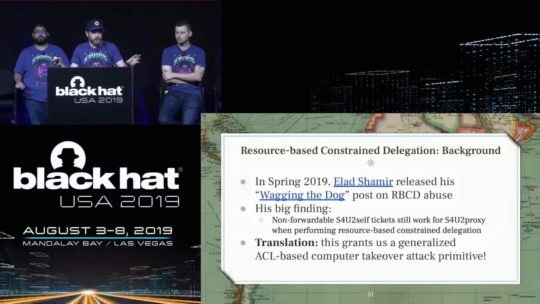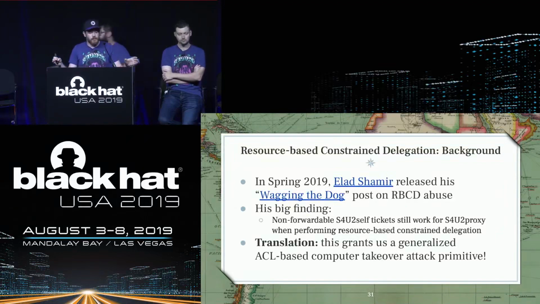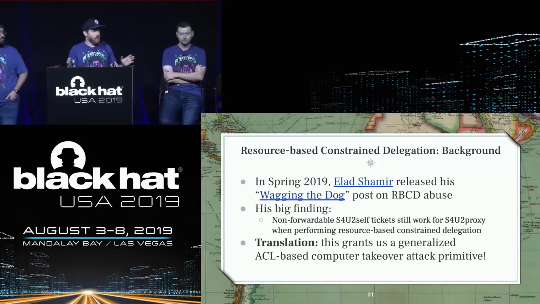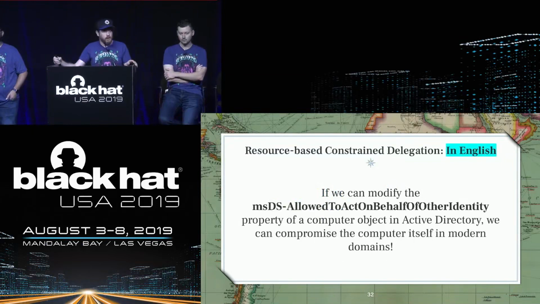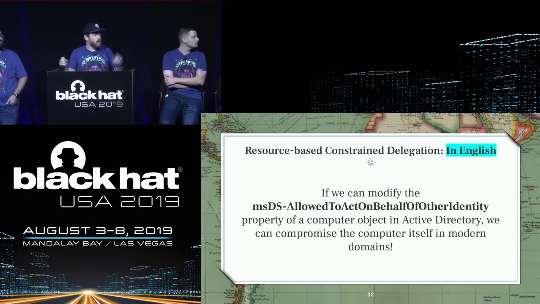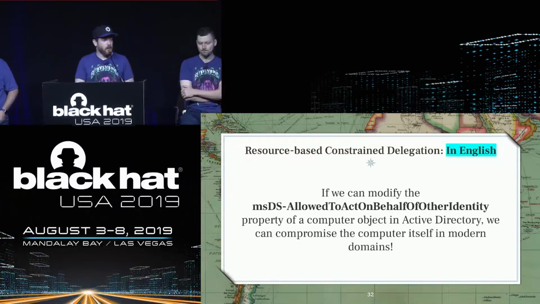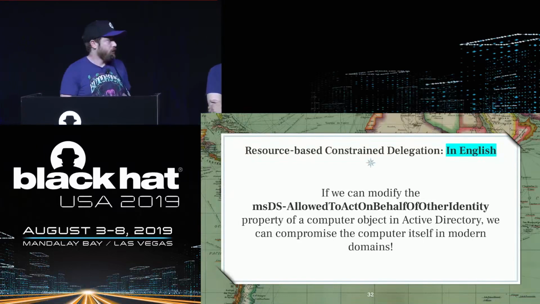And in the spring of this year, Elad Shamir released his really awesome Wagging the Dog post on resource-based constrained delegation abuse. And his big finding is that non-forwardable S4U2Self tickets will still work for S4U2Proxy, specifically in the case of resource-based constrained delegation. So what does that mean if you're not versed in Kerberos? This grants us a generalized ACL-based computer takeover primitive. What does that mean in English? If we can modify this one particular property on a target computer object, we can completely compromise that computer and take it over. We're going to show this in an attack path.